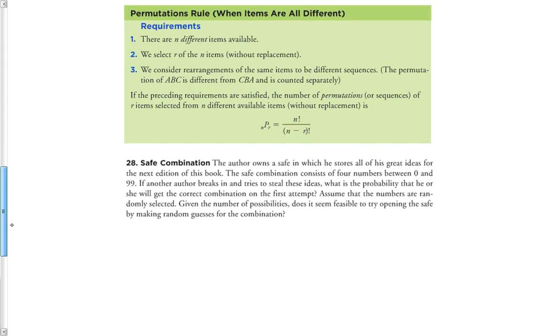All right, the next rule I want to look at is the permutation rule. The permutation rule is always used when it's without replacement. Notice right here, one of the requirements is that this selection has to be made without replacement. We're selecting R of n total items. There are n different items available. So these are the requirements for using this permutation rule. There have to be n things to choose from. We're not necessarily choosing all n of them, but we're choosing R out of the total n. So R cannot be a number bigger than n.